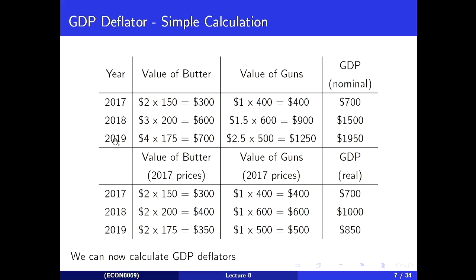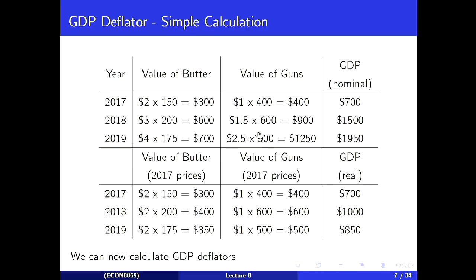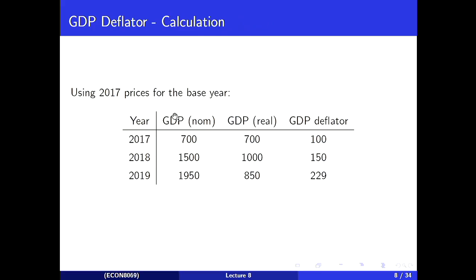If we go from 2017 to 2019, the price of butter has doubled in those 2 years. The price of guns has more than doubled, but less than tripled. It's gone up by 2.5 times in those 2 years. So when we look at our GDP deflator, it is somewhere between doubling and 2.5 times. It's a weighted average of those two values, and the weights depend on the amount produced. As a general observation, the GDP deflator is a weighted average of the price increases, and so it is indeed measuring changes in price. That is what it is measuring.